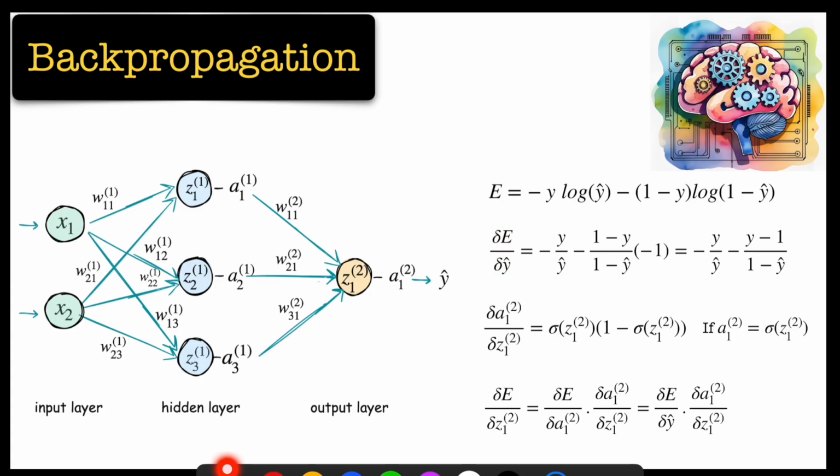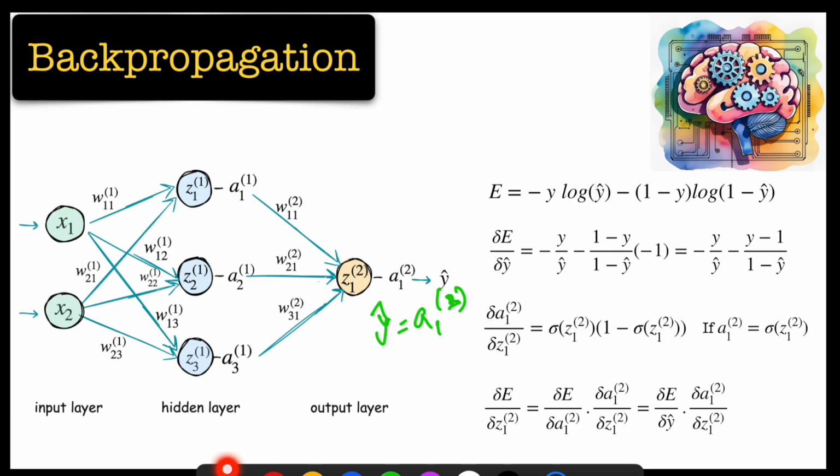So y hat is equal to a1 2. It's both the same right here, so del E del a1 2 also will be the same. Now how do we calculate del a1 2 del z1 2? What is a1 2? a1 2 is the sigmoid function, right? So a1 2 is sigmoid of z1 2.